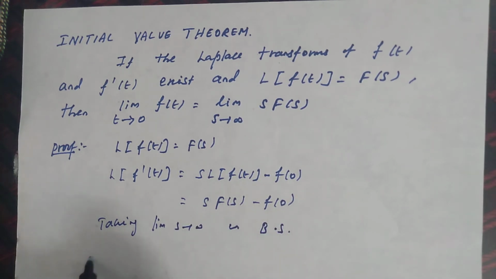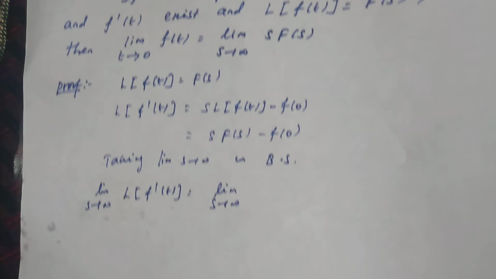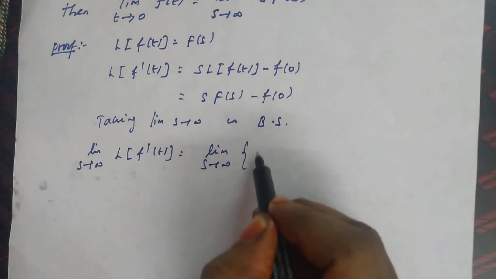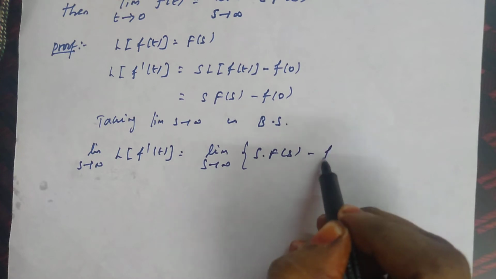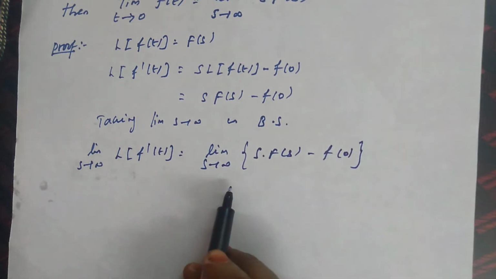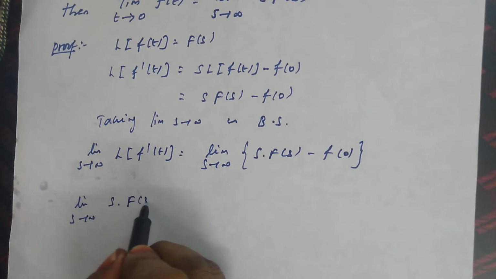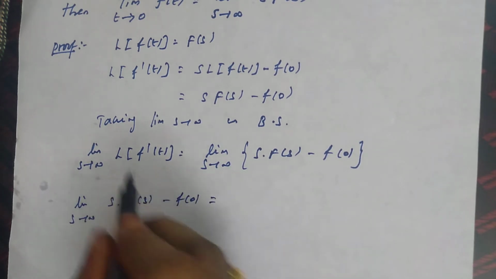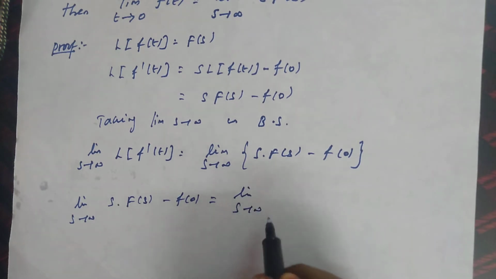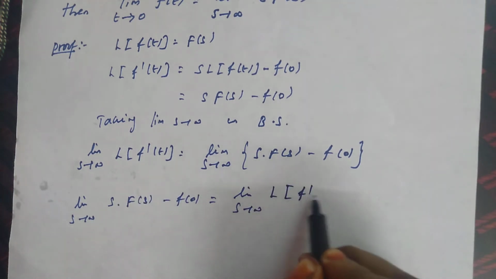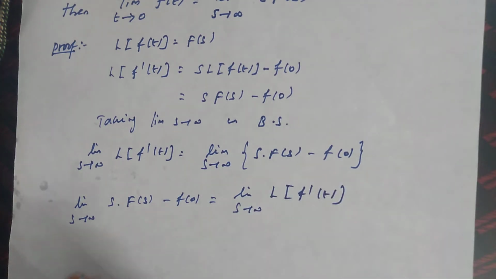So what will happen? Limit s tends to infinity, left hand side is L of f'(t), equal to limit s tends to infinity of s F(s) minus f(0). So now we have taken limit on both sides. Now this is nothing but limit s tends to infinity of s F(s) minus f(0) equal to limit s tends to infinity of L of f'(t). We have changed the sides, left hand to right hand side and right hand side to left hand side.